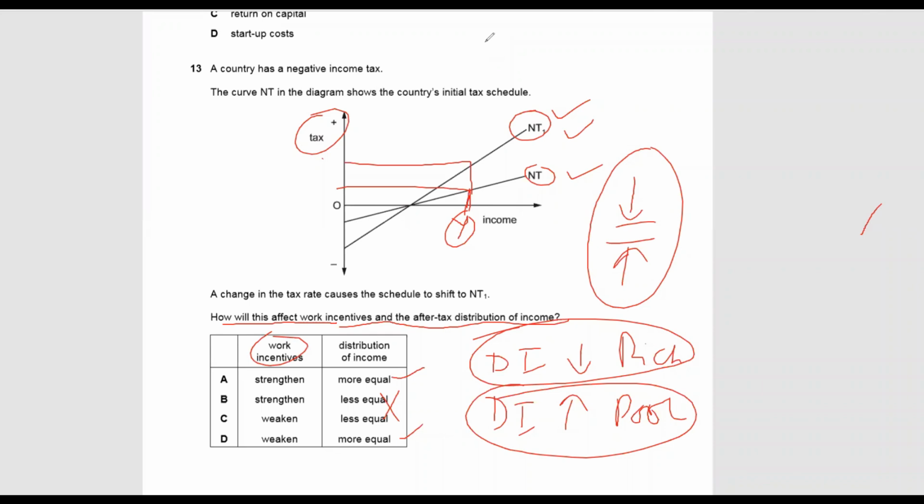But what will happen to work incentive? Work incentives will weaken because when you know that if you earn high, government will charge high taxes, so it will reduce your incentive to work.